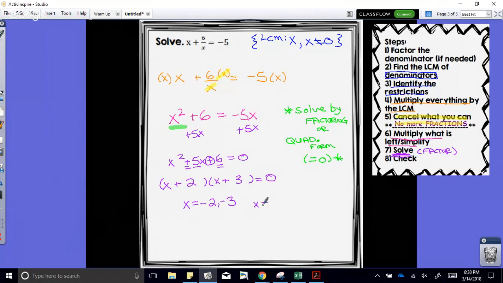We said earlier that x could not be 0. So as long as these answers aren't 0, we can go ahead and circle them and move on to the next one. Okay, if you wanted to check them, we could plug in negative 2 for x. So we could say, okay, negative 2 plus 6 over negative 2. And see, does that give us negative 5? Well, 6 divided by negative 2 is negative 3. And negative 2 plus negative 3 does equal negative 5, so that works.